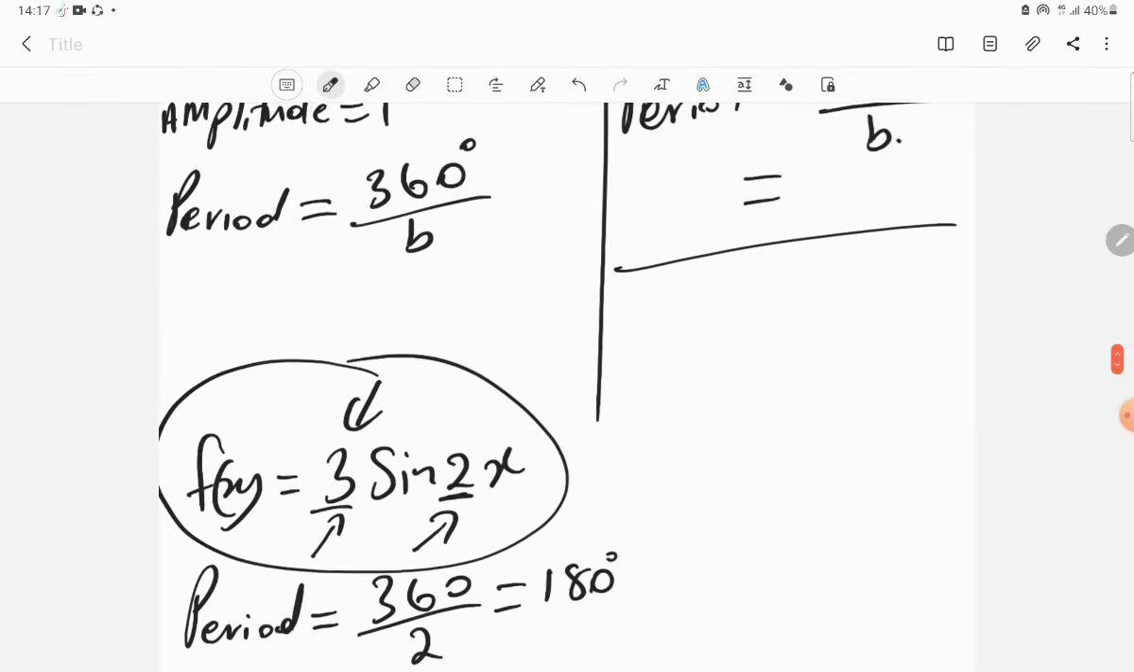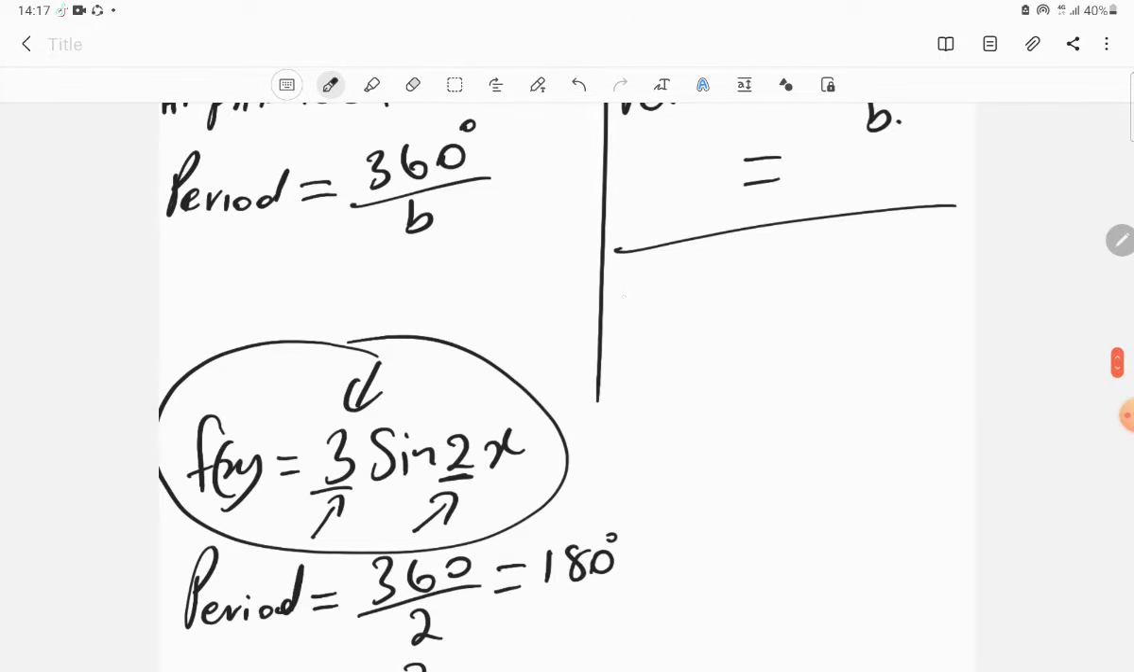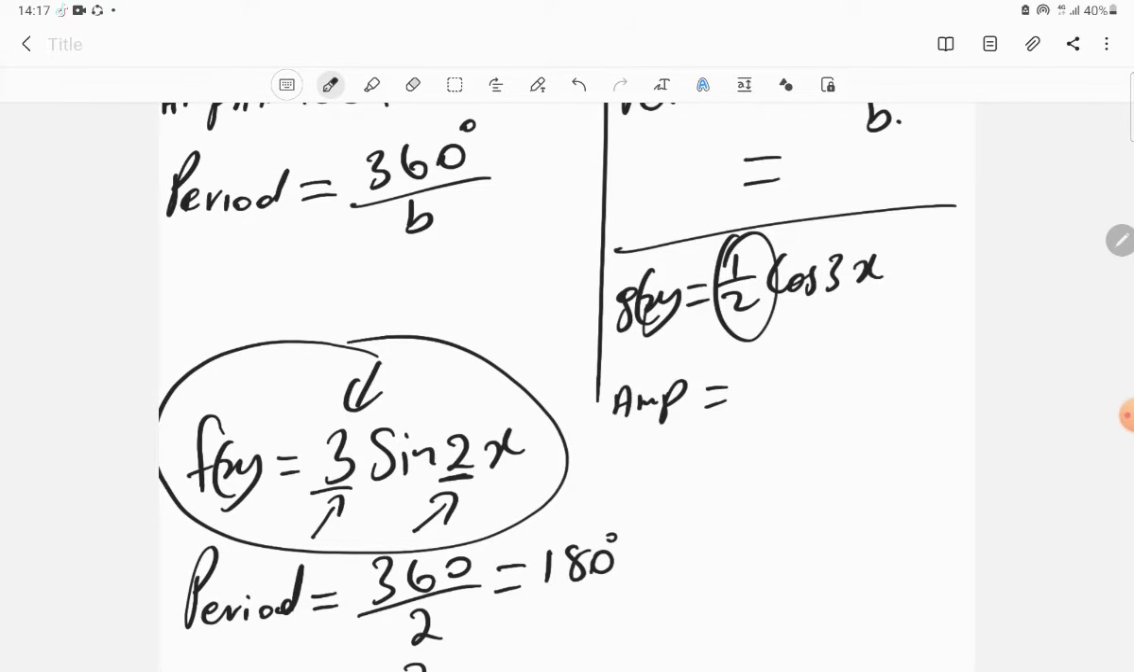Now let's have this graph. We are having g(x) here. Let's have 1/2 cos 3x. Now we are having that one. So now someone is asking, what is the amplitude? The amplitude is equal to what is in front of the trig ratio, which is half. The amplitude is half.